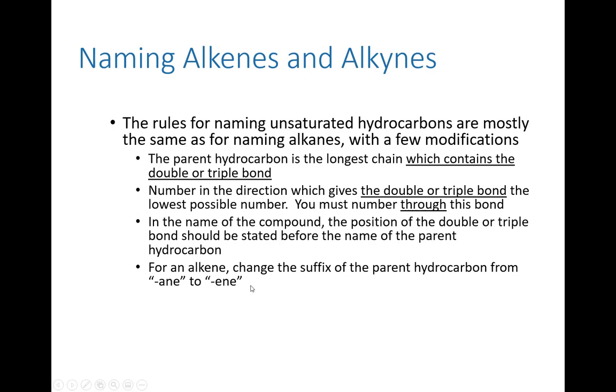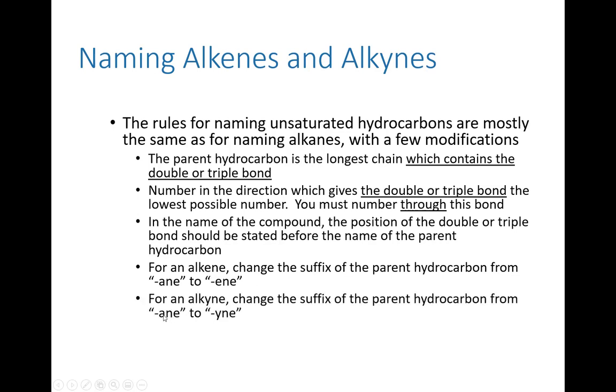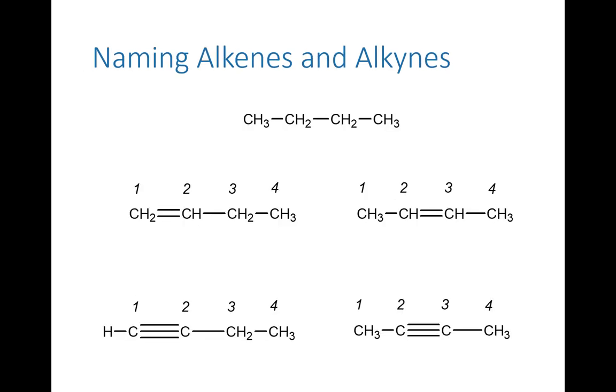And you could probably figure out what we do for an alkyne. For an alkyne, we change the ending from ane to ine. This is going to be an important type of modification that we're going to make for all of the functional groups. For example, when we get to alcohols, the ane ending will change to -ol. When we get to ketones, the ane ending will change to -one. So each of the functional groups will have their own particular ending. So let's practice these rules.